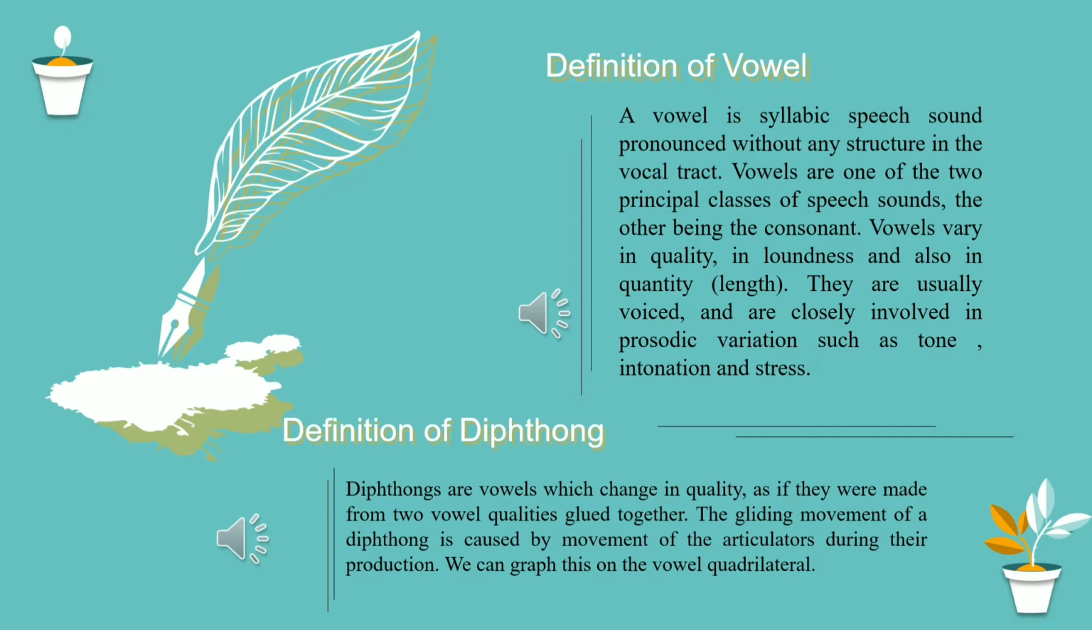Definition of diphthong. Diphthongs are vowels which change in quality, as if they were made from two vowel qualities together. The gliding movement of a diphthong is caused by movement of the articulators during their production. We can see this on the vowel diagram.